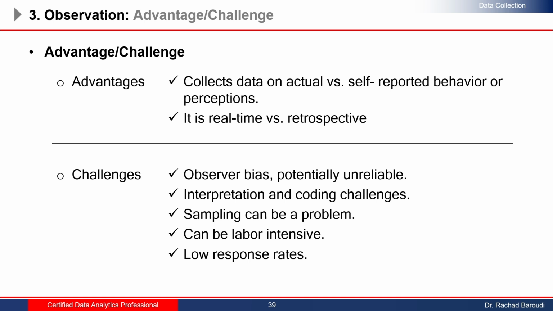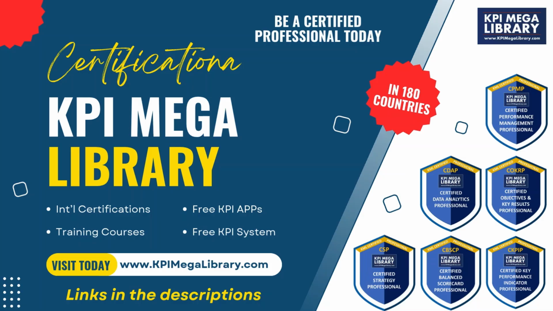Sampling can be a problem. For example, if you go to different sites and finish the observation, and then later on you discover that they are not representative of the whole region or the whole country. It can be labor intensive due to a person on the spot observing, so this is very costly, and low response rate as well.